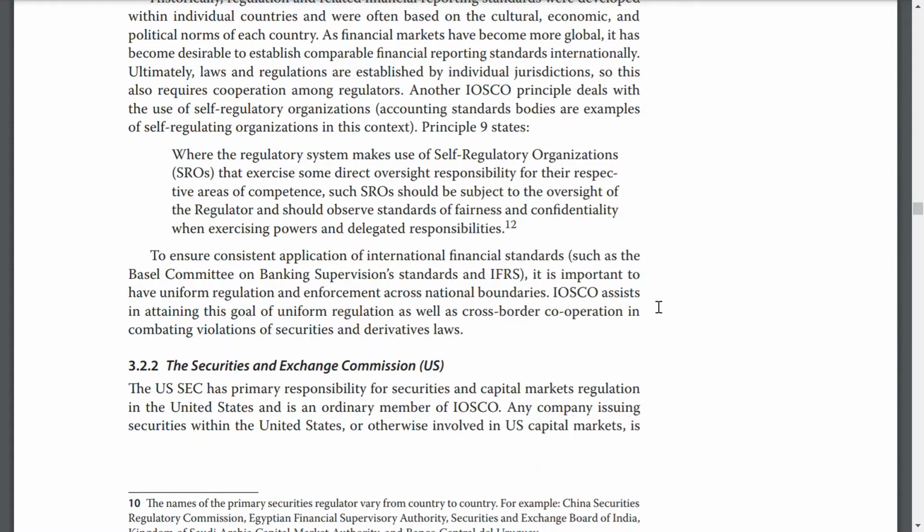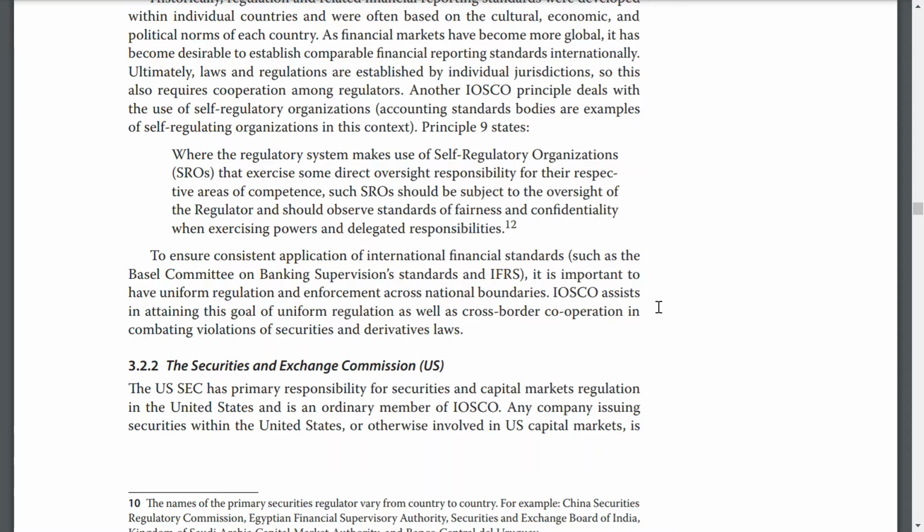To ensure consistent application of international financial standards, it is important to have uniform regulation and enforcement across national borders. The IOSCO assists in attaining uniform regulations as well as cross-border cooperation in combating violations of securities and derivatives laws. The Securities and Exchange Commission of the United States of America.